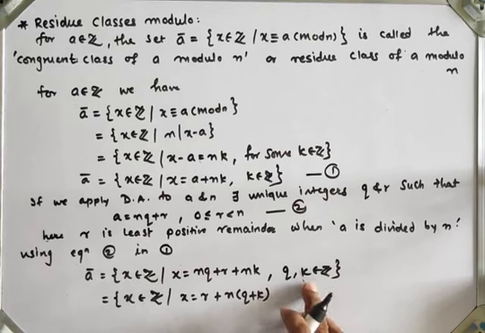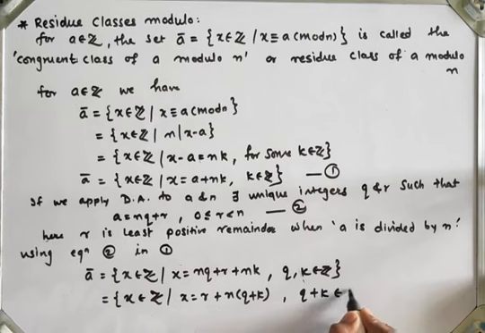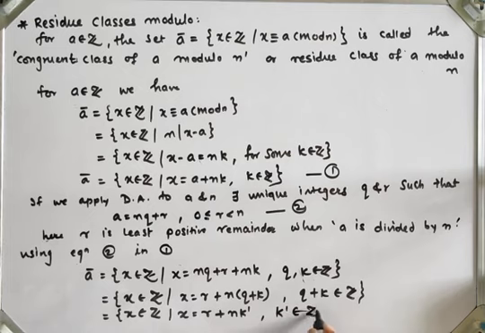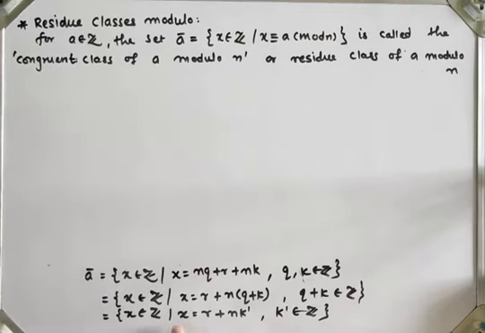So here q, k belong to the set of integers, then their addition also belongs to the set of integers. Q plus k also belongs to the set of integers. So I will write it as x belongs to Z such that x is equal to r plus n into k dash, for k dash is equal to q plus k. So here k dash belongs to the set of integers.